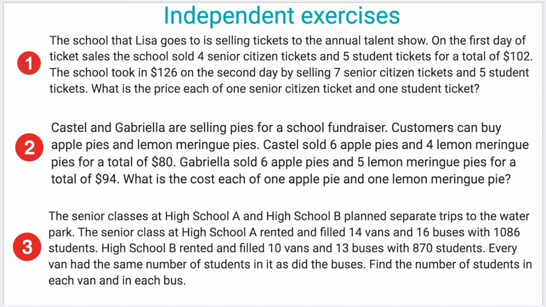So after going through those 3 examples, 2 easy examples and 1 challenging question, here are 3 independent exercises that you can try on your own. Read each question, pause the video, try the question on paper, and then once you're done answering the 3 questions, the answers are in the description box below.